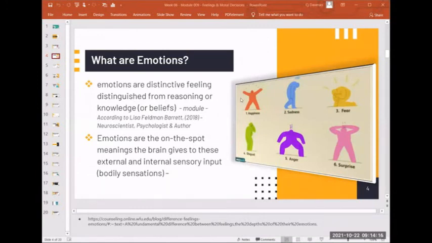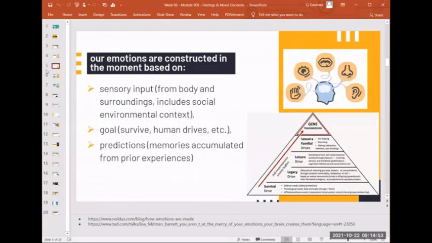So again, going back to this question, what are emotions? Emotions are distinctive feelings, distinguished from reasoning or knowledge. Take note of that idea. Emotions are distinguished from reasoning and knowledge. Emotions are the on-the-spot response the brain gives to external and internal sensory input or bodily sensations. That means that we can feel emotions through sensory inputs, goals, and predictions.